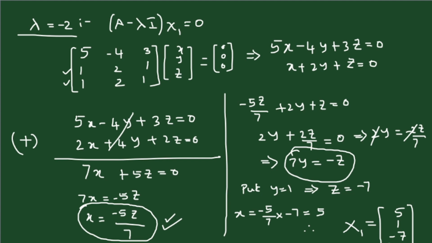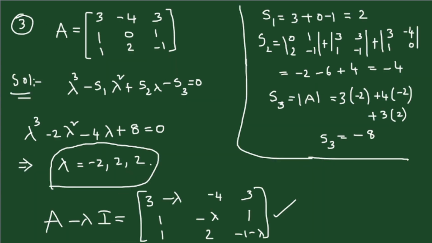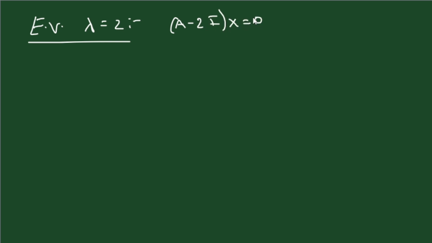So (5, 1, -7) is the eigenvector corresponding to lambda equal to 2. Now, what is the other eigenvalue? The other eigenvalue is 2 here. Now coming to the eigenvector corresponding to lambda equal to 2, what we have to do is (A - 2I) multiplied by x equal to 0.